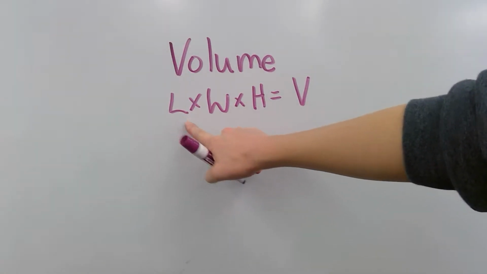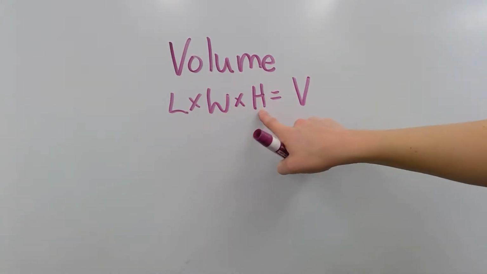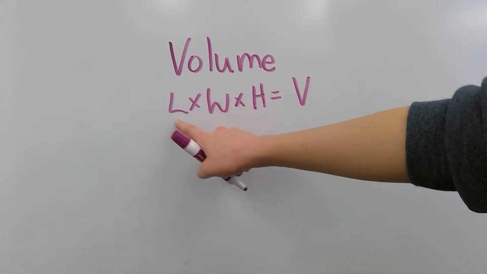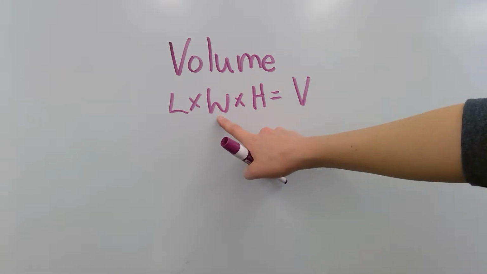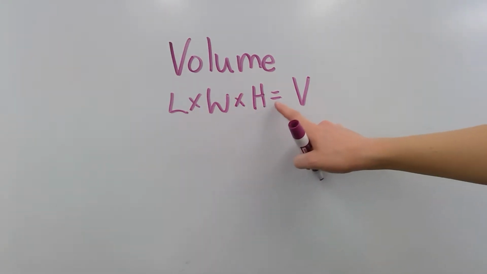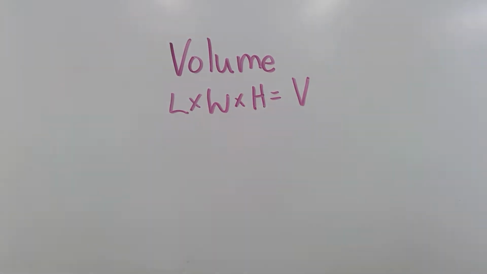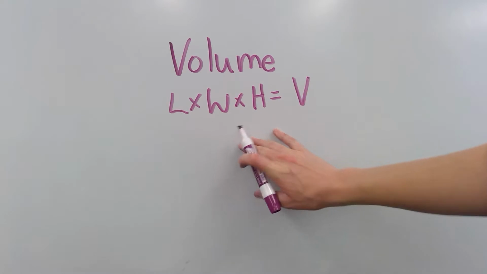L means length, width, height. So to find the volume of a rectangular prism, we use the length times the width times the height, and that will give us the volume. This would also work on a cube. You can use the same formula.